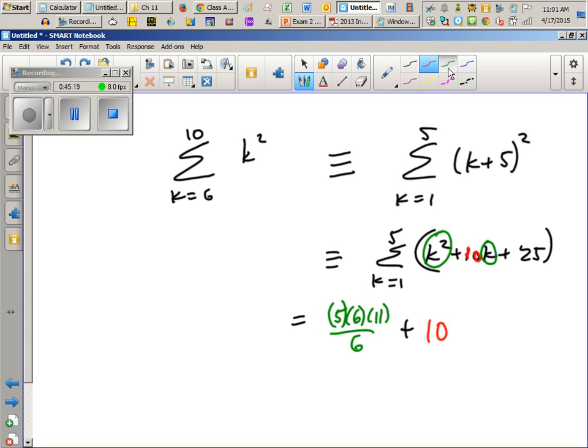But how are you going to add up the k's? You're going to use 5 times 6 over 2. That's the k formula I gave you, remember? And what are you going to do with this little 25 right here? Well, when you plug in 1, 2, 3, 4, 5, you're just going to get 25, 25, 25, 25, 25. That's just 125. You're adding up 5 25s. So this is just basically 125. And this, of course, gives us the exact same answer as last time, 330, because it's the exact same problem done a totally different way.